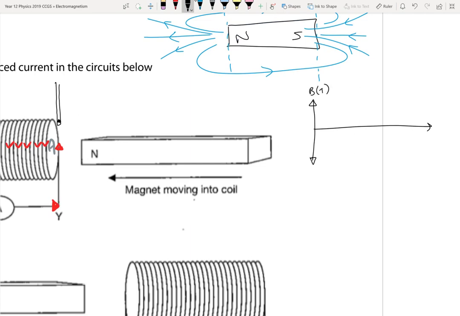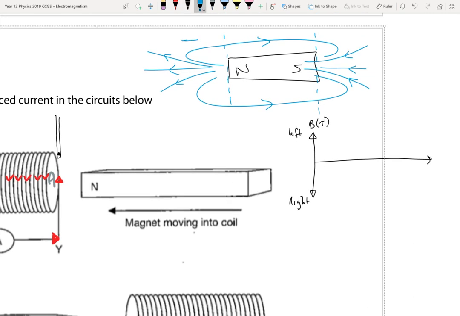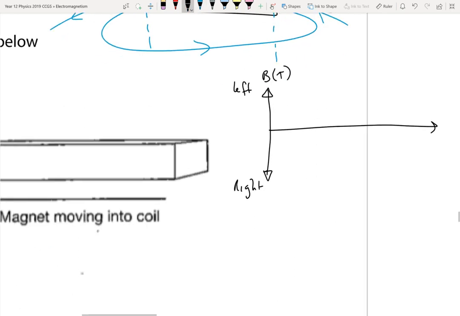So B in Tesla. Now I would need to assign a convention here. So let's say that left is positive and right is negative. Look, I've just assigned a convention. Here's my magnet, left, right, and then left. If we were to bring that magnet towards it, we got that weird shape on the laptop the other day. Here's what you get. You get something like that.